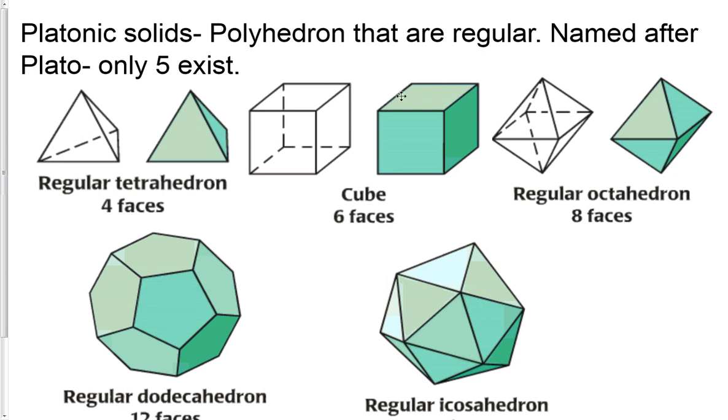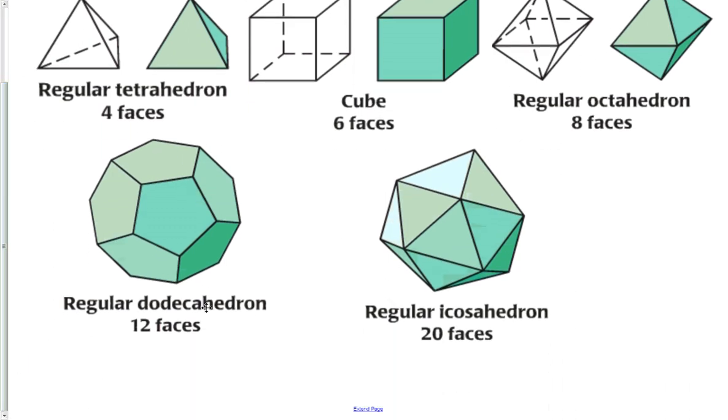For sure, we're familiar with a cube, all squares. We don't need to know these names. This is just pointing them out. Octahedron, 8 sides. We've got a dodecahedron, which is 12 faces. Sorry, 8 faces. A regular icosahedron is 20 faces.